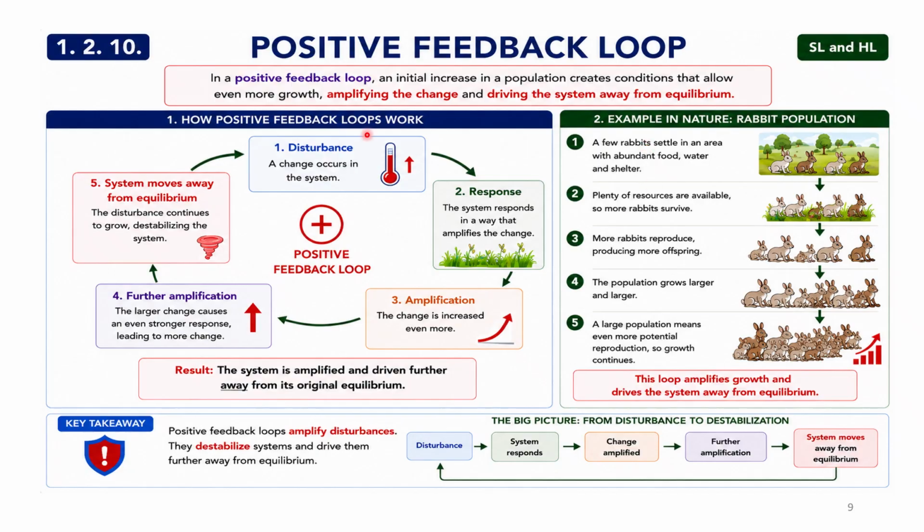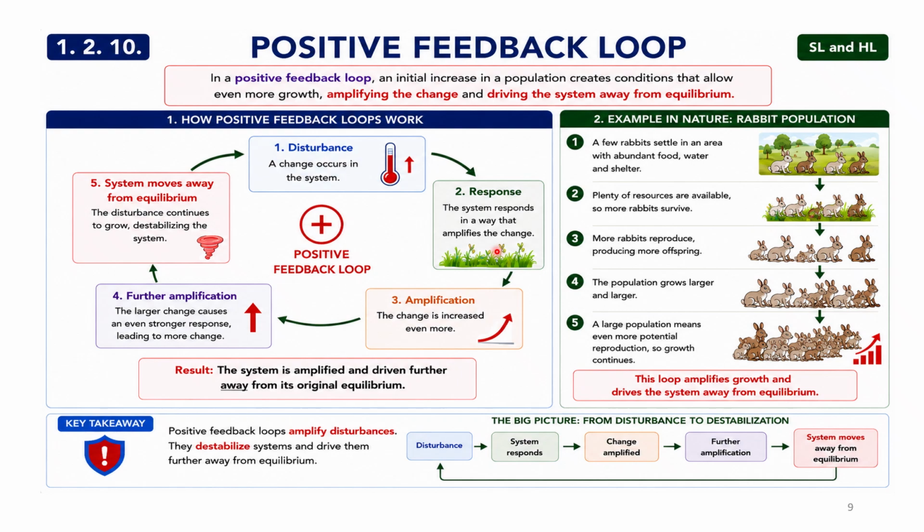In positive feedback, a response reinforces the original change, causing the system to move further away from equilibrium. The process begins with a disturbance, such as favorable environmental conditions that increase a population. Instead of reducing this change, the system responds by amplifying it.